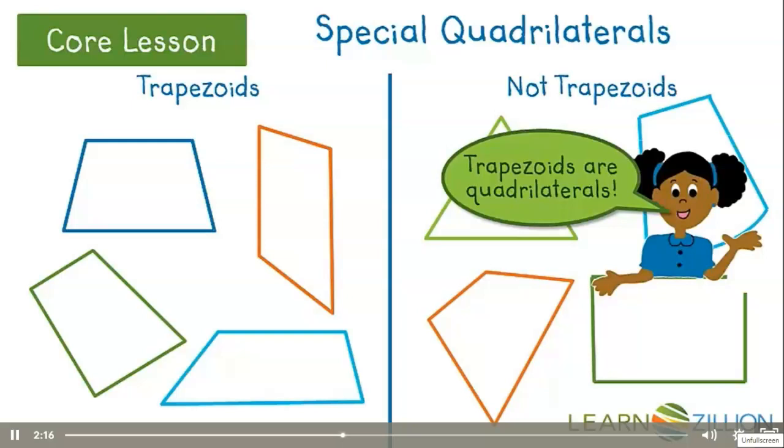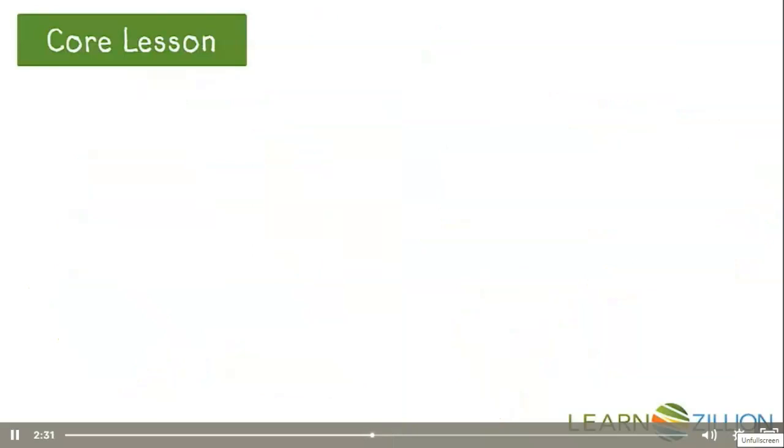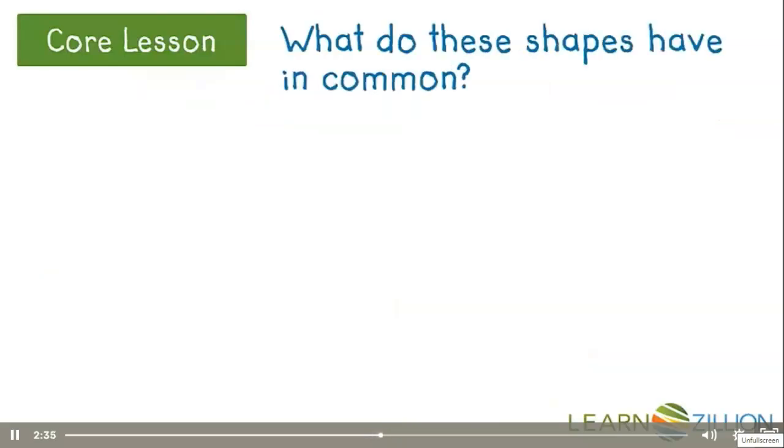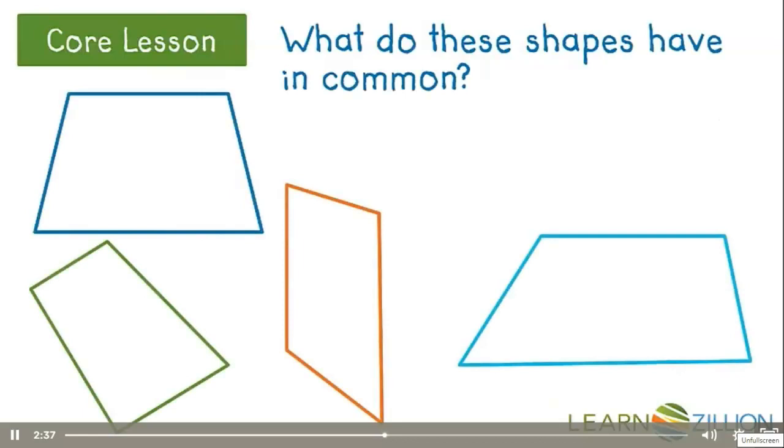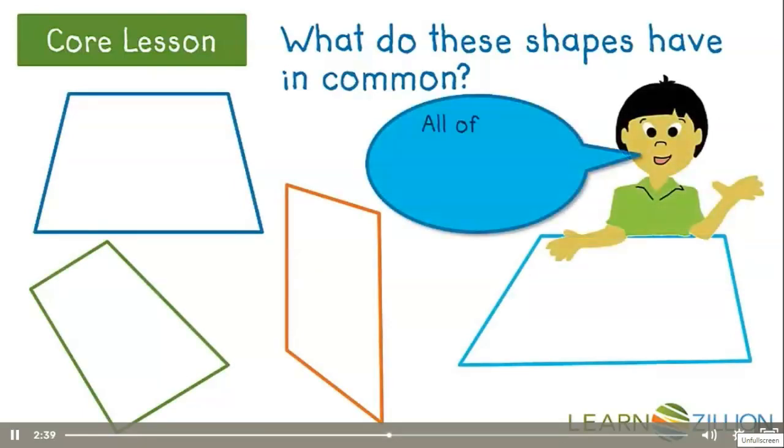Now I have one last shape, and this shape has 4 straight sides that meet at 4 corners, which also makes it a quadrilateral. But it is not considered a trapezoid. We need to figure out which attribute makes this quadrilateral different from the trapezoids. Let's take a closer look at these shapes. What do all of these shapes have in common? All of these shapes have 1 pair of parallel sides as an attribute.